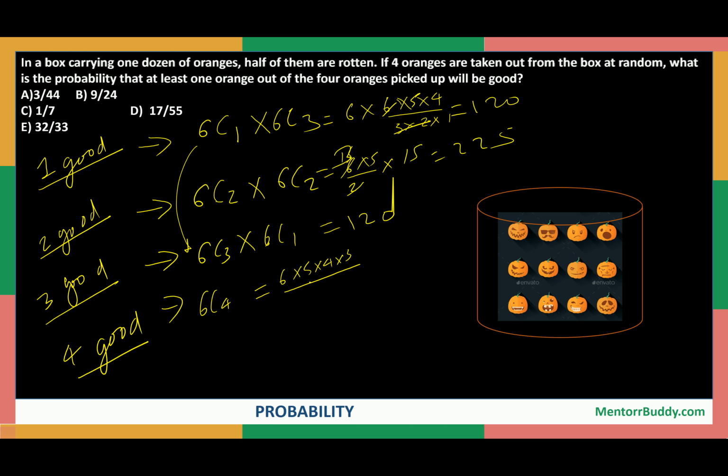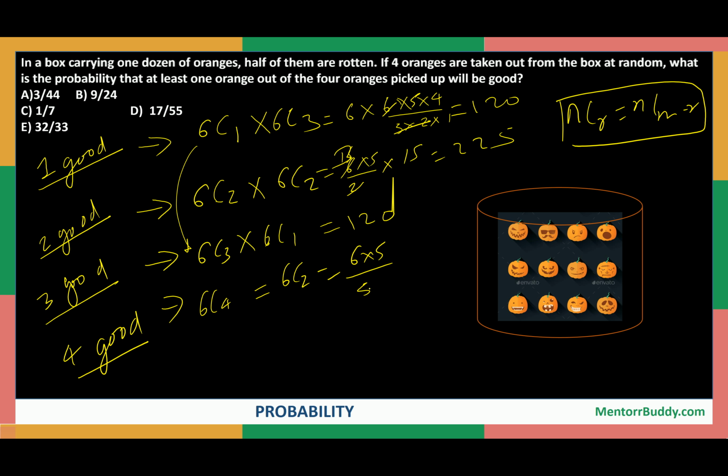divided by, or instead of finding this, 6C4 will be equivalent to 6C2, as nCr is equal to nC(n minus r), right? So we have one formula in probability that nCr is equal to nC(n minus r). So we have applied it here, so it will become 6 into 5 divided by 2 into 1, so it will become 15. So the total number of favorable cases is 120.